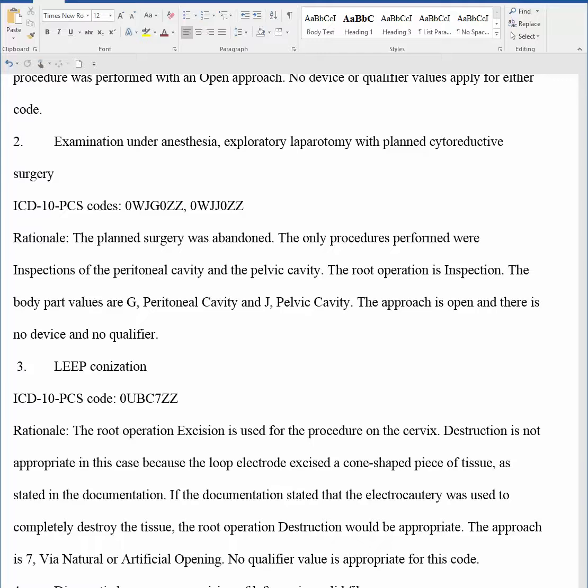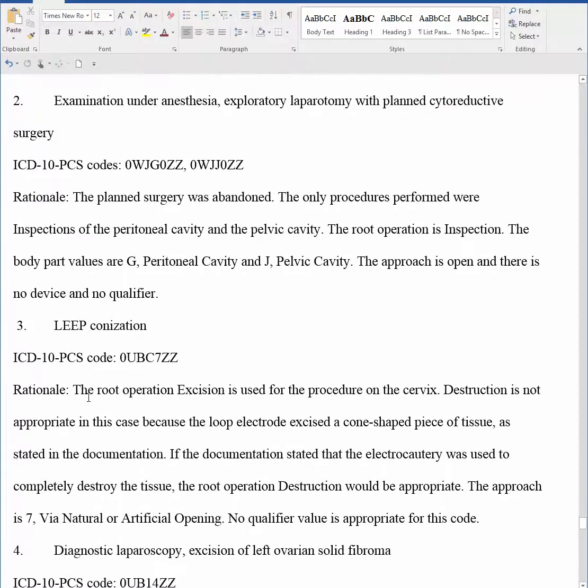So, the root operation is inspection, because once the physician opened her up, there was nothing that he did other than look around, unfortunately. He inspected her peritoneal cavity and her pelvic cavity. You have two codes because you have two separate pieces of anatomy. You have 0WJG0ZZ and 0WJJ0ZZ. And again, it was an open surgical approach. They cut through the old scar midline through her abdomen.